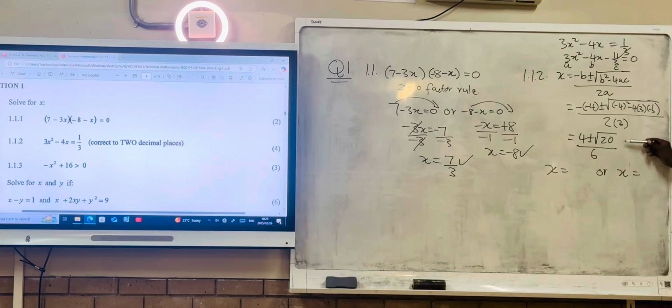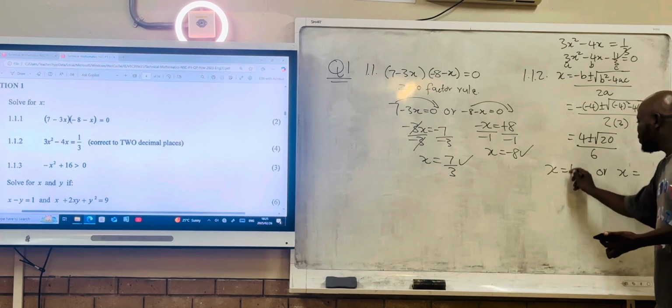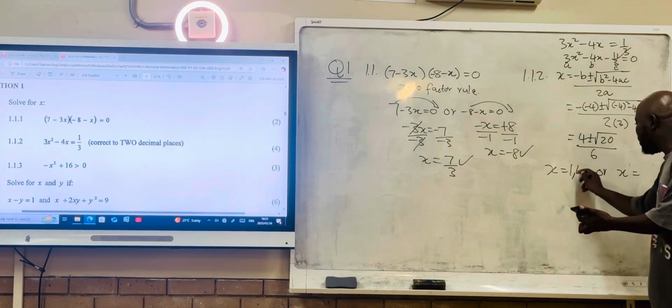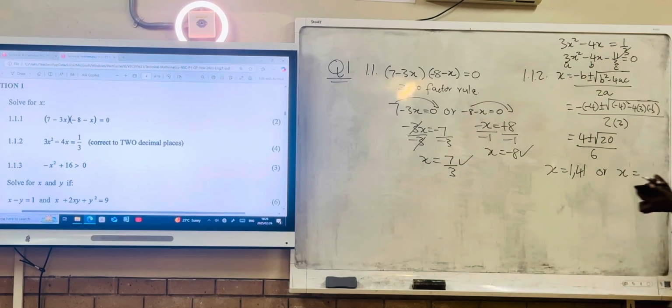When we get to this point, getting to the final answer is easy, rather than punching these numbers for plus and then punching these numbers for minus. Here we just say 4 plus root 20 divided by 6, and we get 1.41. That will be the first one.